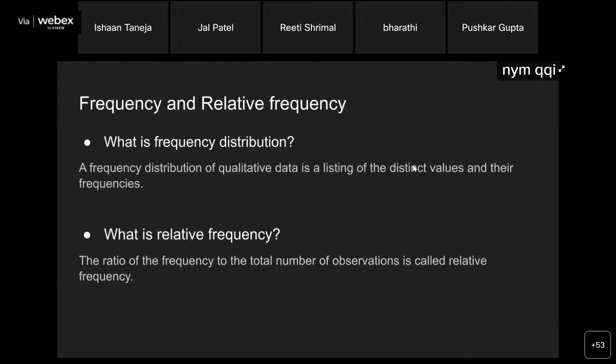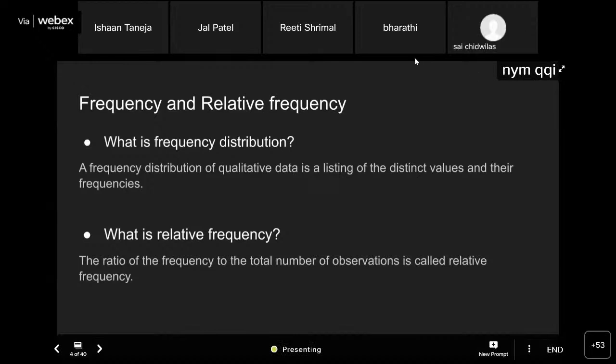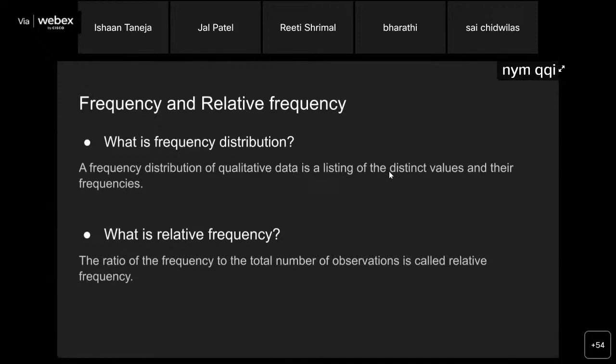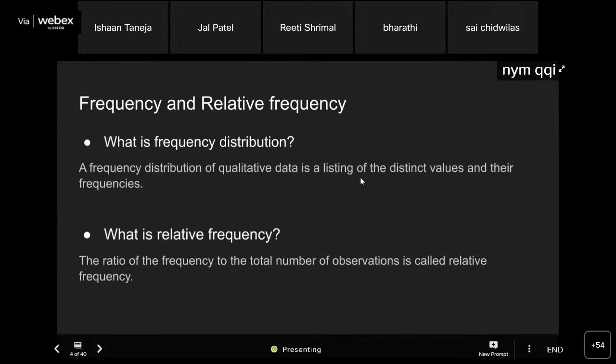Excuse me, where do I have to join? Log into joinpd.com, and there you have to enter the code shown on the right top of your screen, which is NYM double QI. Okay, sir. Thank you, sir.